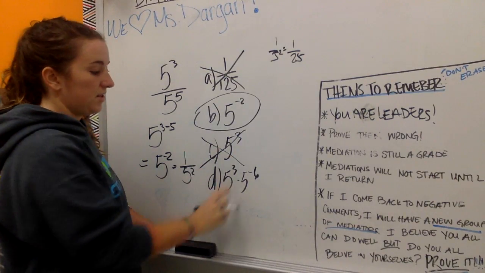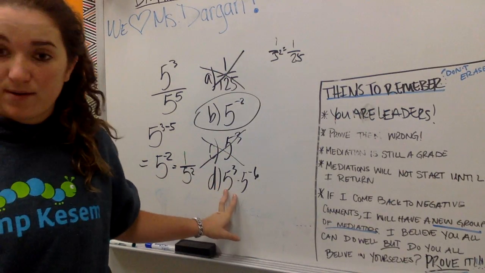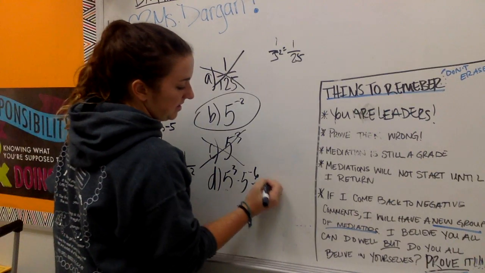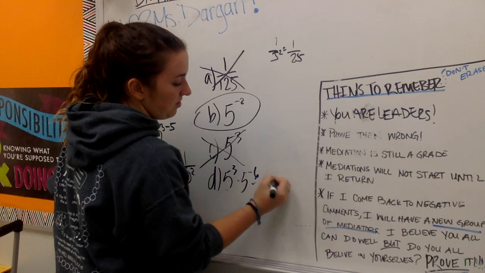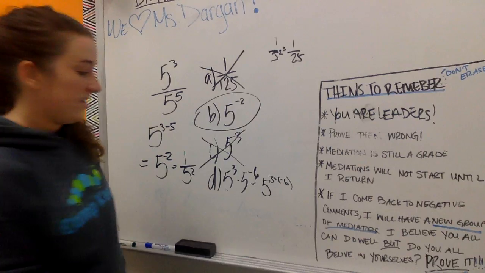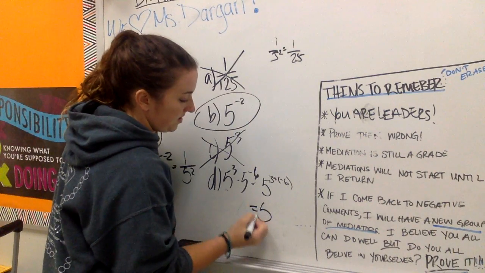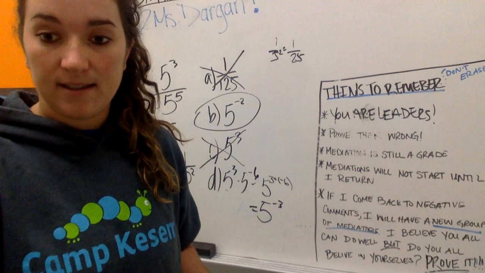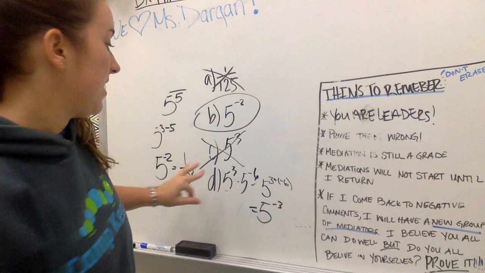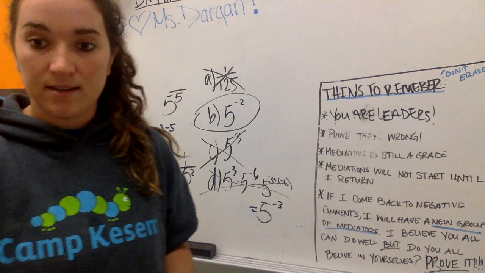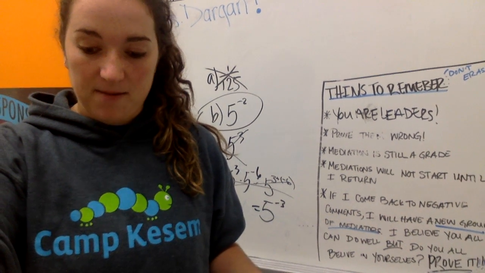No. For this one, we are multiplying. What do I do with my exponents when we multiply? Right, I add my exponents. So 5 to the 3 plus negative 6. 3 plus negative 6 is what? Negative 3. So 5 to the negative third power. So our only answer for this question is going to be B. Going on to the next problem.